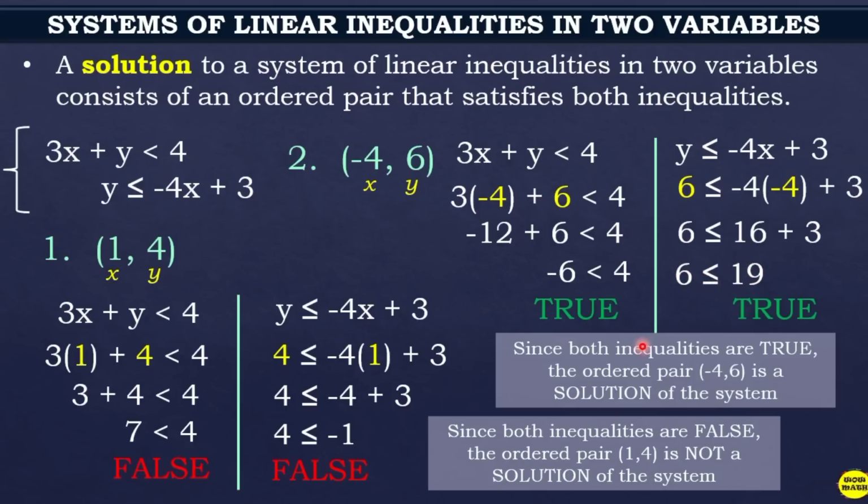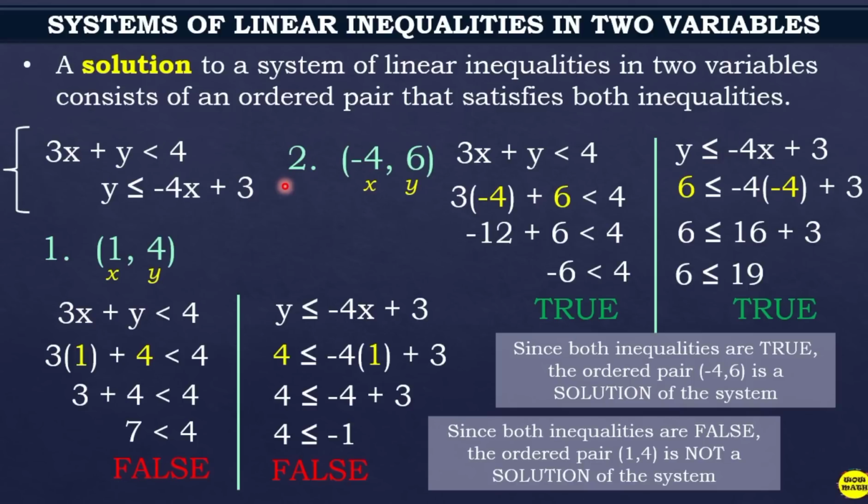Now, since both inequalities are true, then the ordered pair negative 4, 6 is a solution of the system. So, ito po ay solution, ito hindi. Okay? Now, lagi lang bang isa ang solution ng system natin? Hindi po. Kaya, ito po ang susunod. Dapat marunong tayong mag-graph ng systems of linear inequalities in two variables.